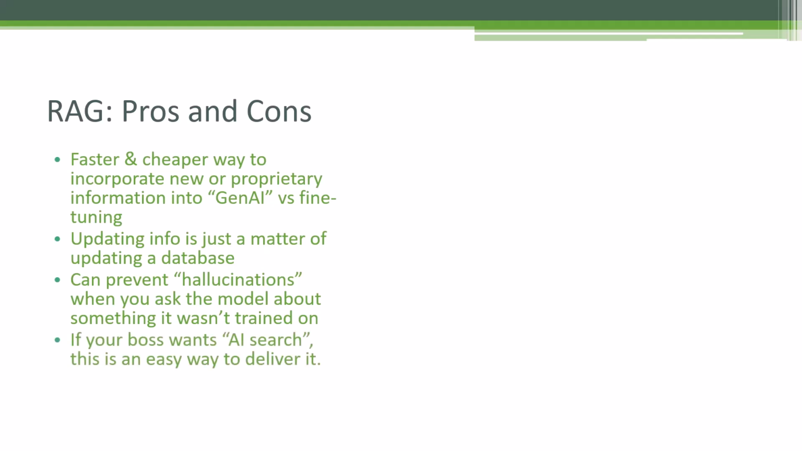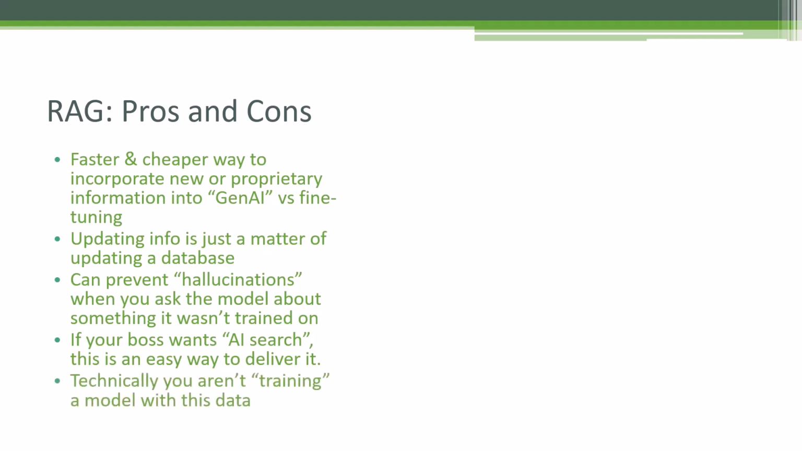If your boss says, I want AI search, this is a really easy way to do it, because basically you're just taking a search engine and wrapping it with AI, right? That's how RAG works. You're going off and querying a database, searching a database for some answer, and feeding it to a generative language model to give it a more human response, right?